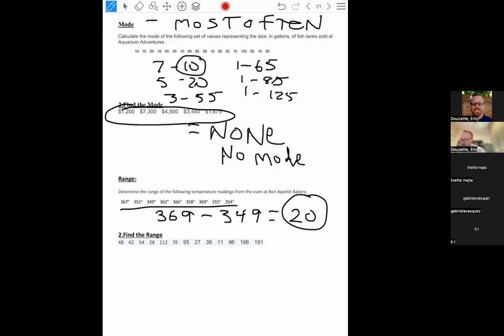Same with the next question. So what's my highest number in that data set? It's 196. What is my lowest number in that data set? Oh, it looks like 11. Right? So I would do that. So what is the difference between the two? It is 185. That is my range. Does that make sense? So these are all super simple, in my opinion.